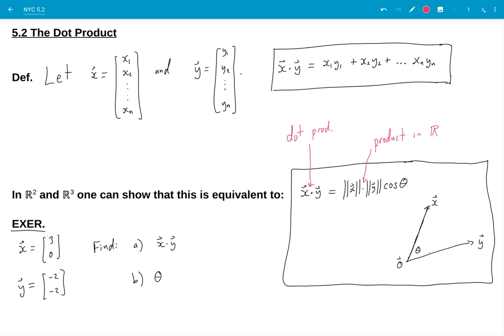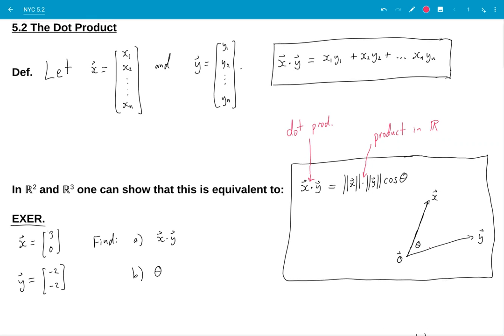So what you do for dot product is you multiply corresponding entries and then add all your products. So I want you to try this exercise. So pause and try that. So for A, we get 3 times minus 2 is minus 6, plus 0 is minus 6.